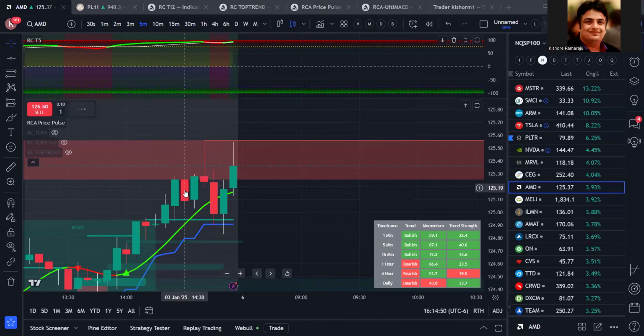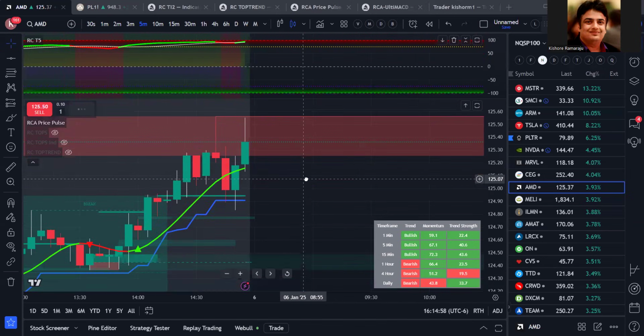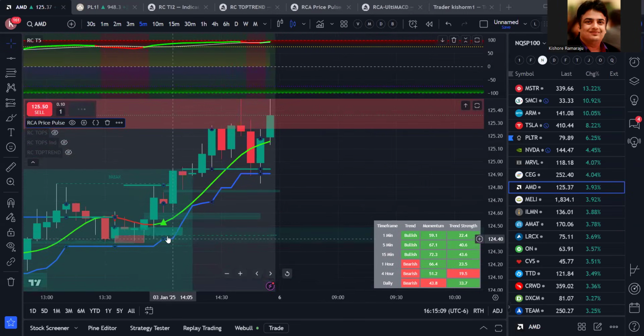There are some members who use only price pulse and T5. They are making 90-95% success. If both of them are green and blue, or if this is red and this is blue, you won't take a short. If this is green and this is blue, you can take a long. If T5 is red and your price pulse is also red, you can take a short.